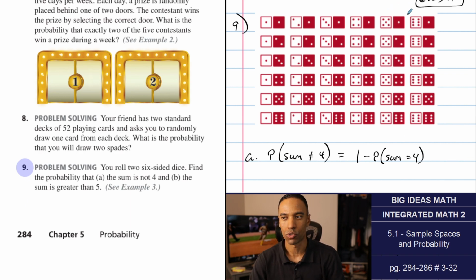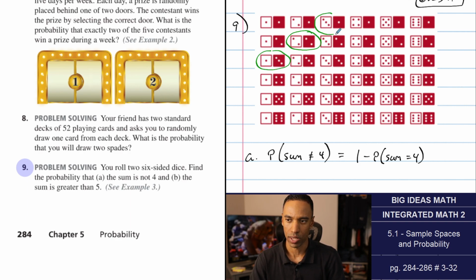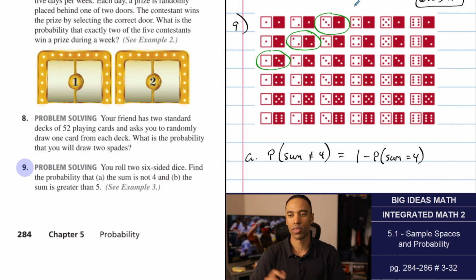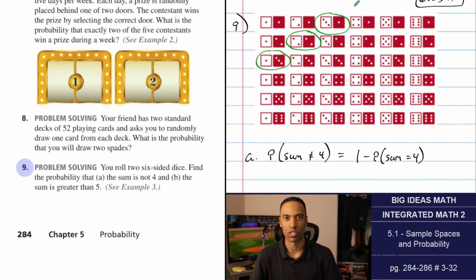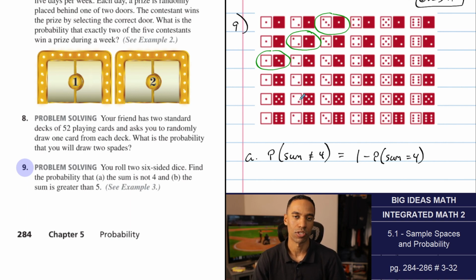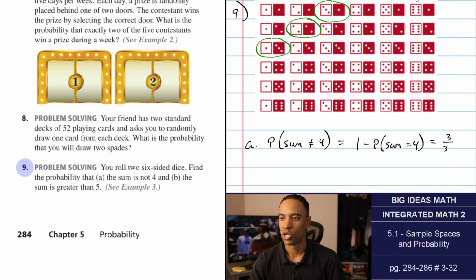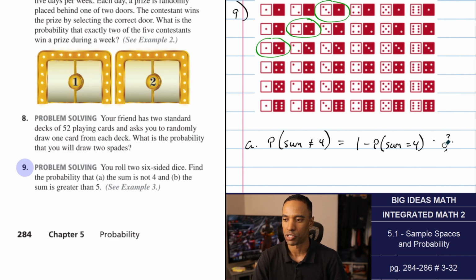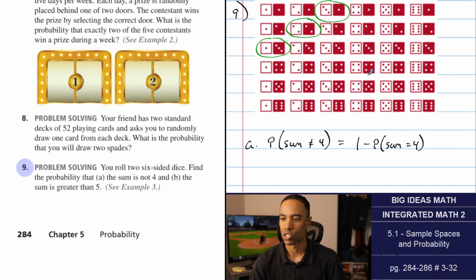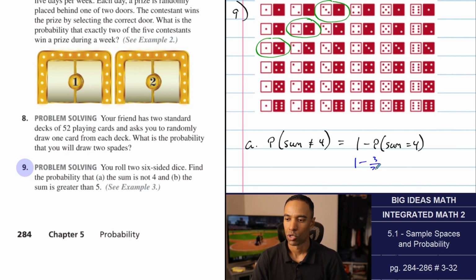Because there are less things with a sum of 4 than there are things with a sum of not 4. What is a sum of 4? 2 and 2, 1 and 3, 3 and 1. No other pair of dice rolls will add to 4 except those ones. There is no 0 and there is no negative. There are no decimals. So the probability of a sum of 4 is 3 out of 36. So 1 minus 3 out of 36, which is 33 out of 36.